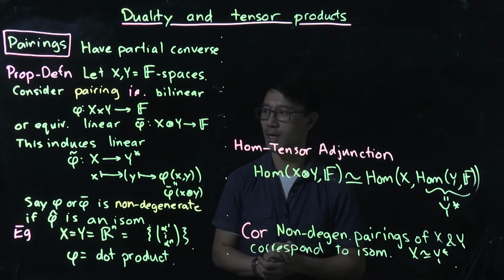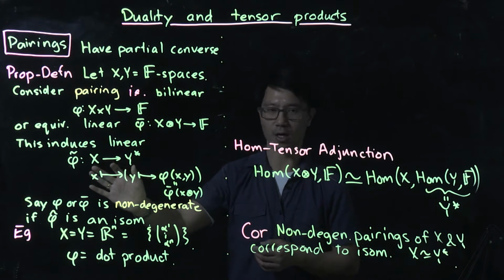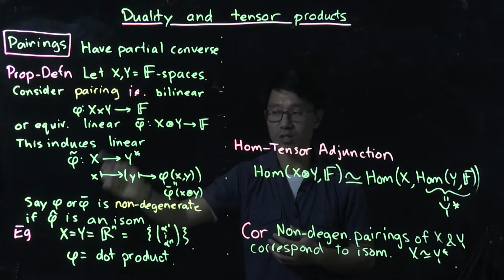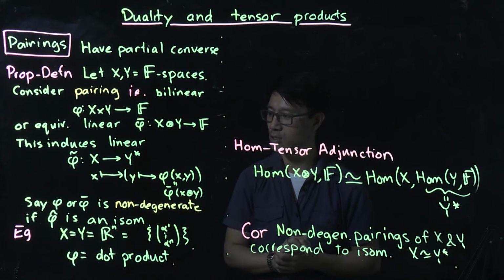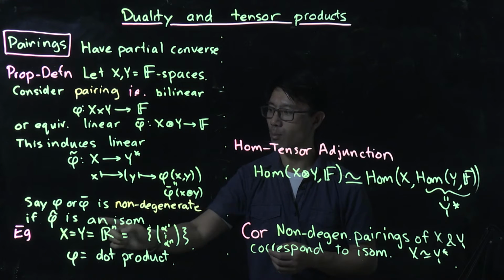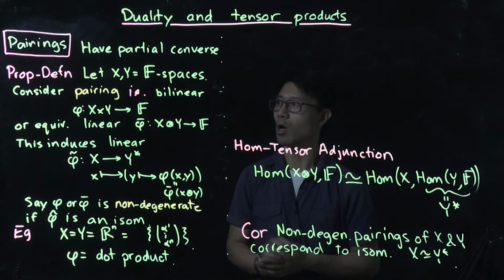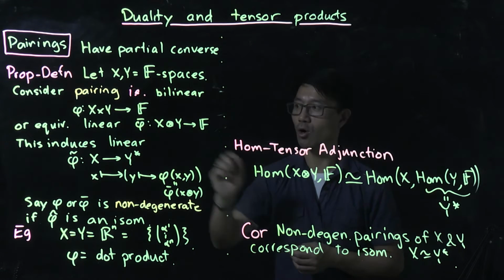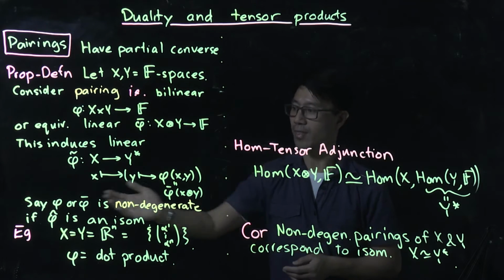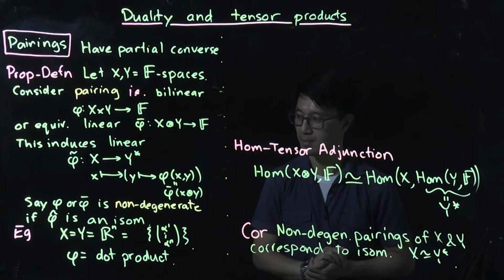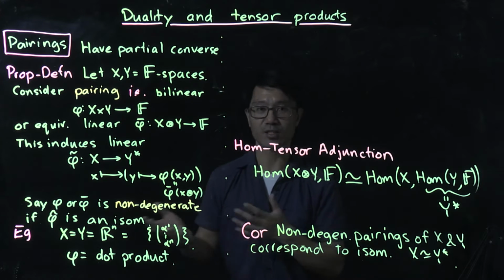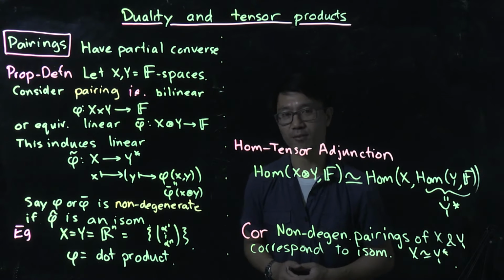The special case that often occurs in mathematics that's very interesting is when this map is actually an isomorphism. This phi tilde is an isomorphism. When phi tilde is an isomorphism, we'll say that the corresponding pairing, either as a bilinear map like this or as a linear map from the tensor product, is non-degenerate. Let me give you a little example of that so you can see what goes on. It's really not such a difficult concept after all.